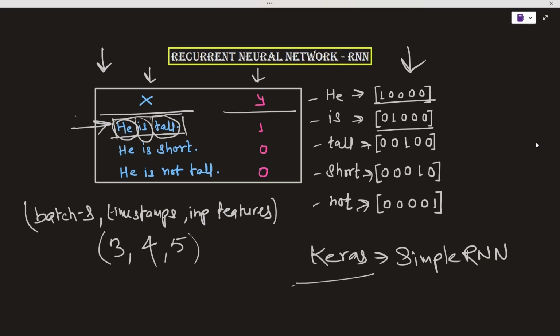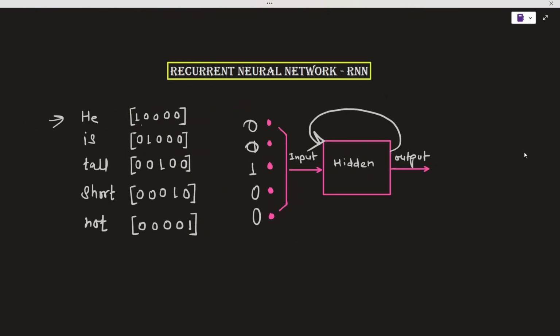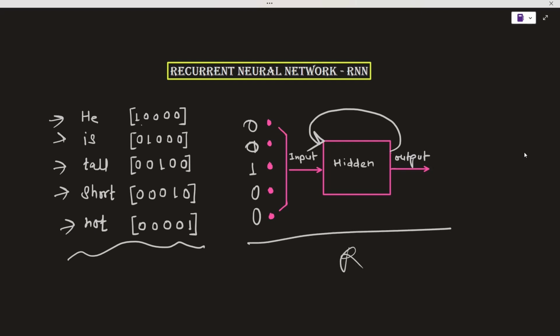If you are comfortable till here, then let's go ahead and move the discussion further. So these are all the unique words and vectors that we have from the data set, okay. And now we are going to understand how exactly we feed these vectors one by one to the RNN model.